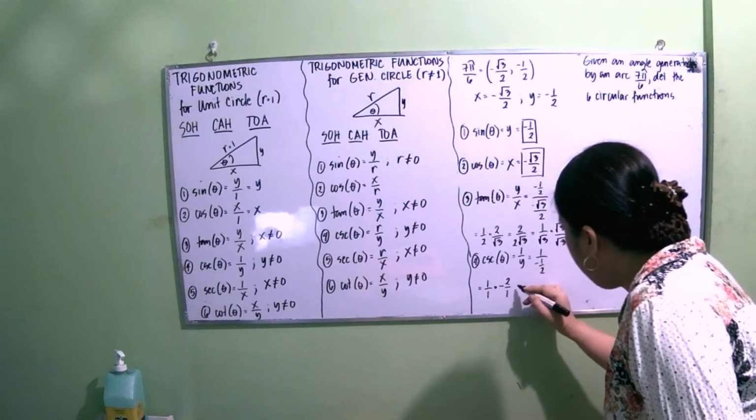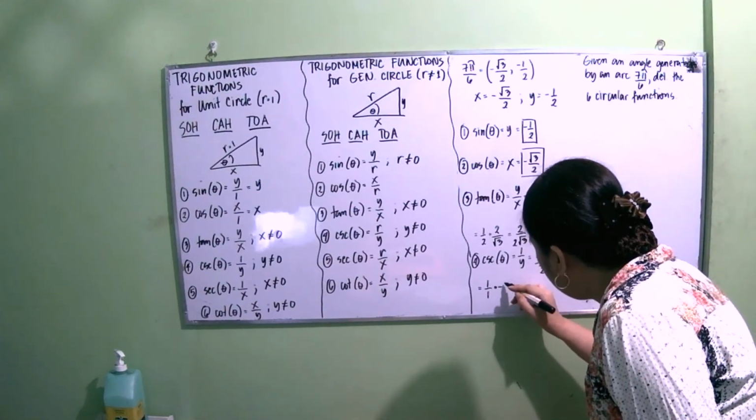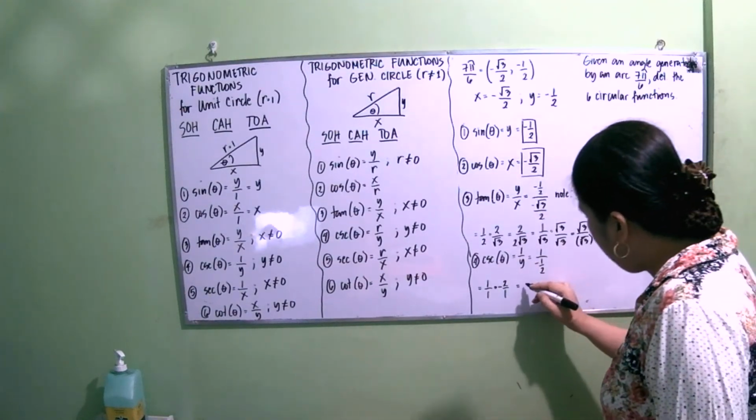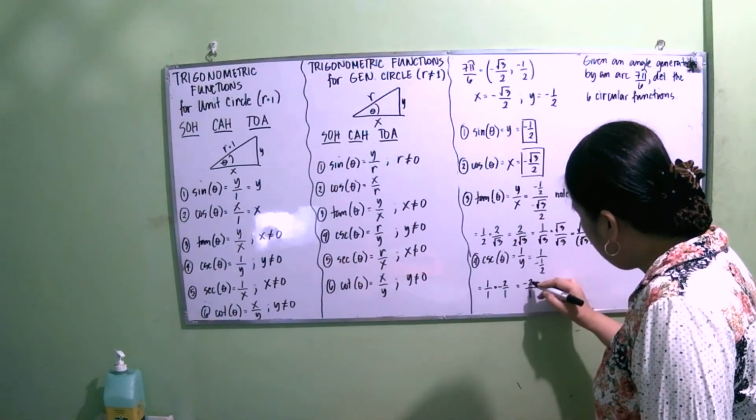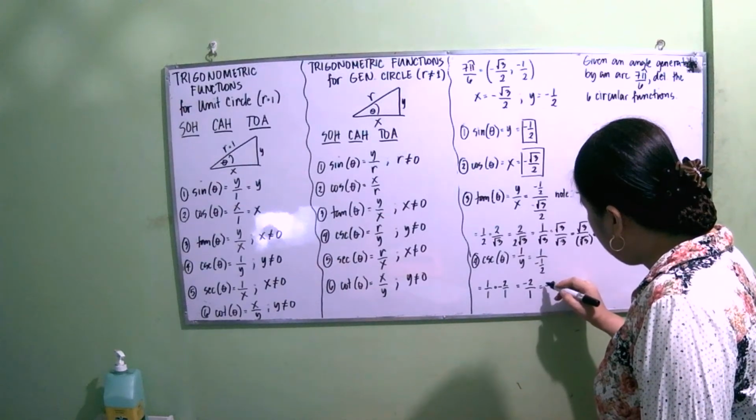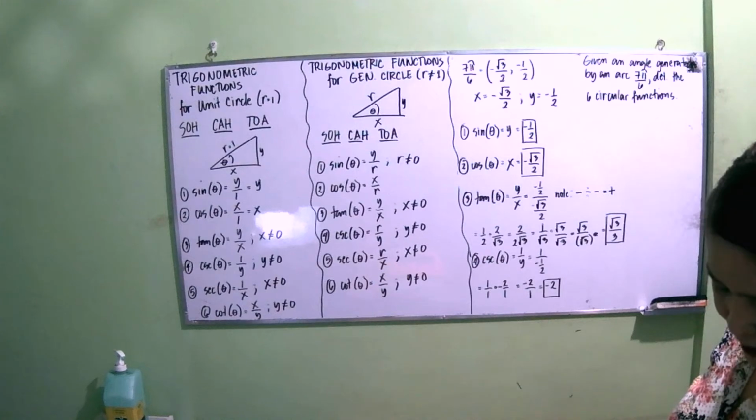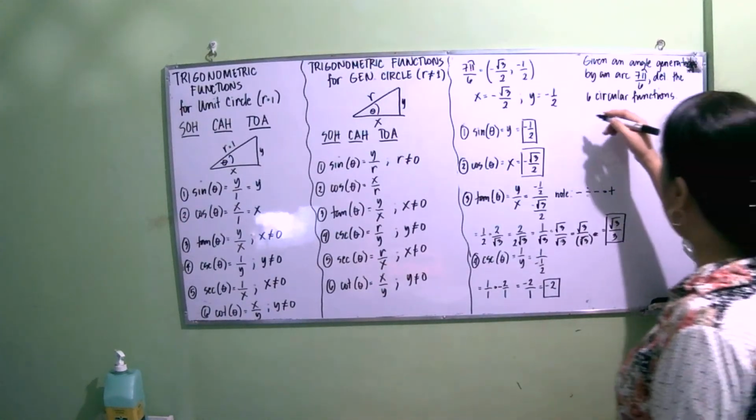Okay? Then, simplify pa. 1 times negative 2 over 1. 1 times negative 2 will give us negative 2. 1 times 1 is 1. Negative 2 divided by 1 will give us negative 2. Therefore, ang cosecant theta natin will be equal to negative 2. Okay? Number 5 na tayo.